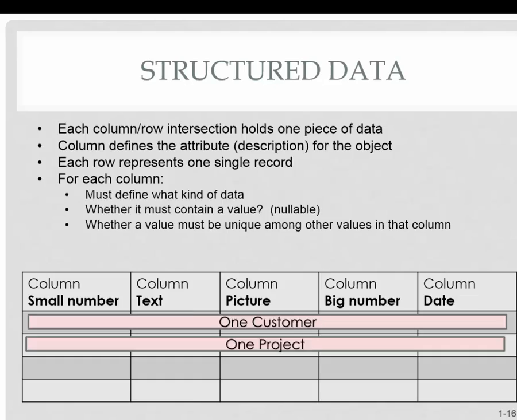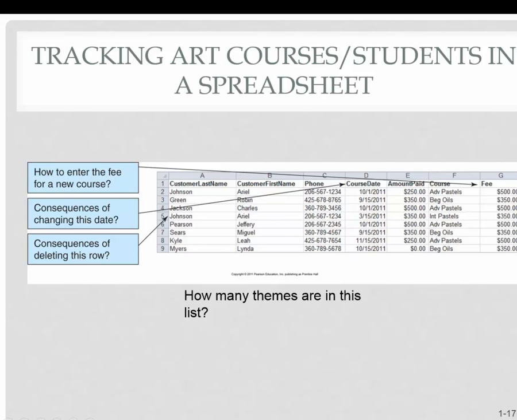Okay, so let's do one more example of taking a spreadsheet. You're running a small art school. Same thing here: I've got customers and their phone numbers, but I also have the date of a course, how much they've paid for that course, the name of the course, and how much the course cost. For instance, Ariel Johnson paid $250 and the course cost $500, so she still owes us $250. Now again, you can see this is a spreadsheet, but do I have more than one type of information in here?